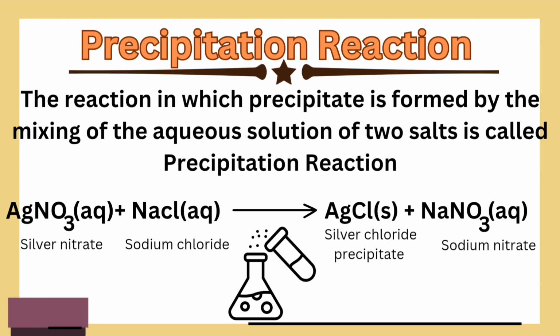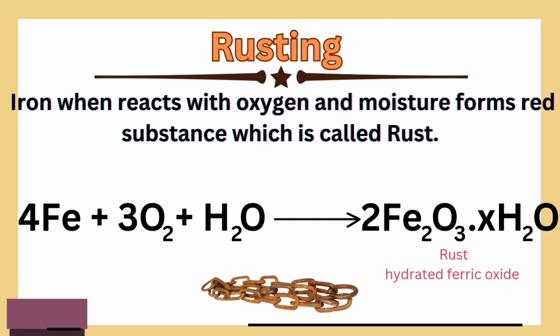Next, precipitate reaction. The reaction in which precipitate is formed by the mixing of aqueous solution of two salts is called precipitate reaction. Here silver nitrate AgNO3 is added with sodium chloride, that gives rise to silver chloride precipitate AgCl and sodium nitrate.